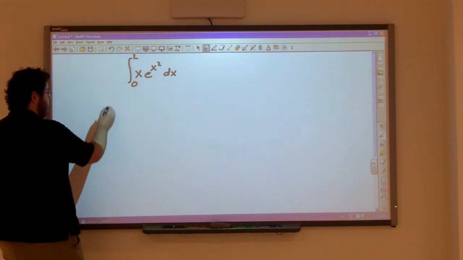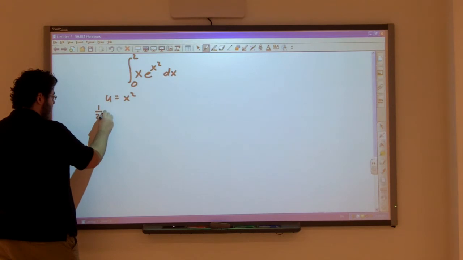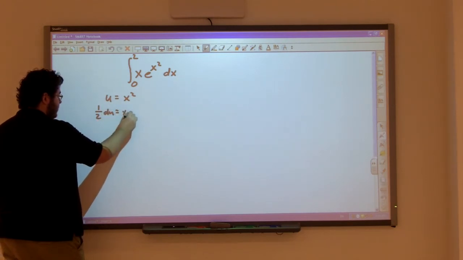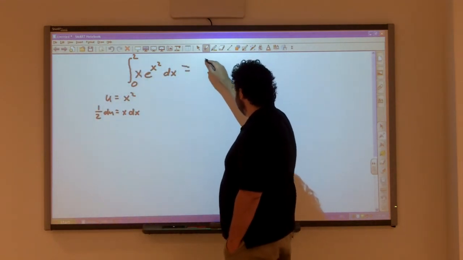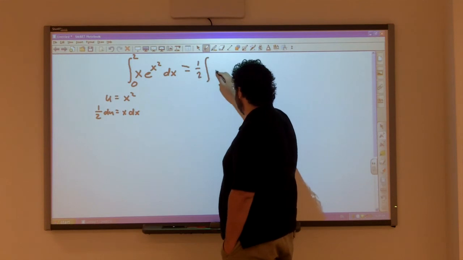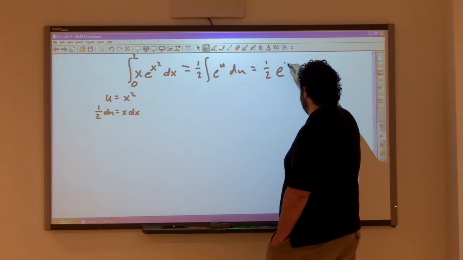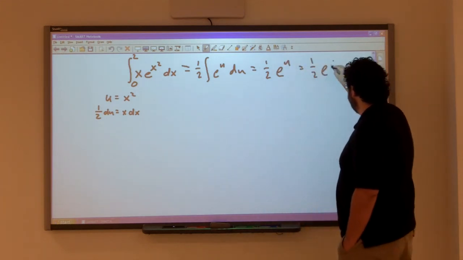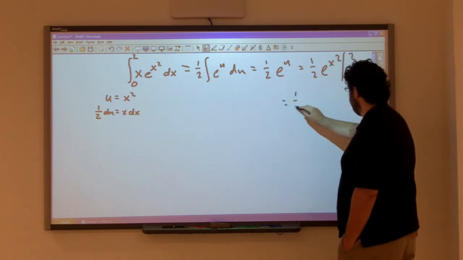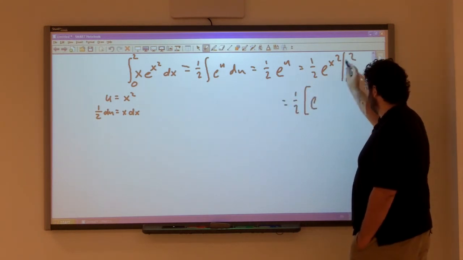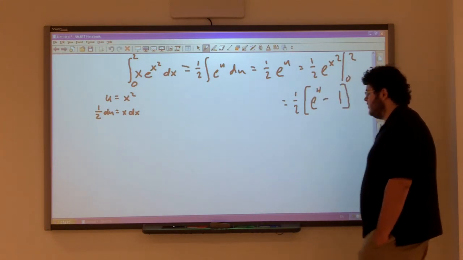So recall that what we did the first time was we said u equals x squared, therefore 1/2 du equals x dx, which meant that this was really integral 1/2 e to the u du, which was 1/2 e to the u, which was 1/2 e to the x squared. So we have to substitute this back in, and then we can evaluate, which gives us 1/2 e to the 2 squared, which is e to the 4, minus e to the 0, which is 1. So that takes a while.